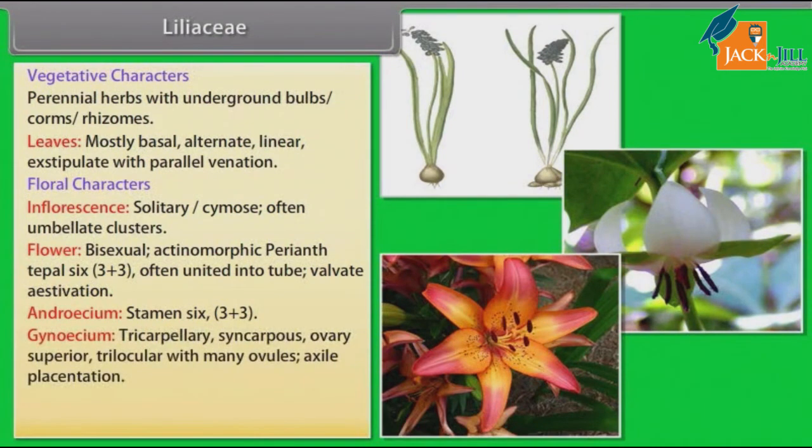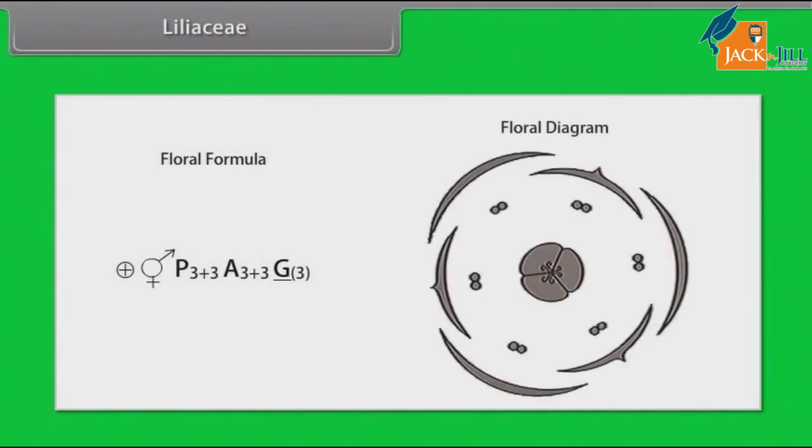Gynoecium tricarpellary, syncarpous, ovary superior, trilocular with many ovules, axile placentation. Fruit capsule, rarely berry. Seeds endospermous. Floral formula is shown, and this is the floral diagram.